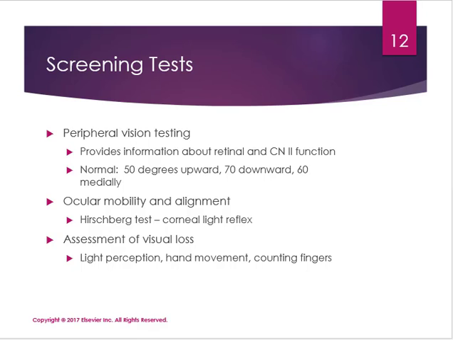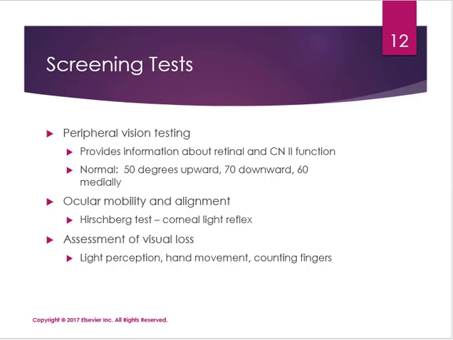Some parameters for peripheral visual fields should be approximately 50 degrees upward, 70 degrees downward, 60 degrees toward the nose, and 90 degrees outward. For testing ocular mobility and alignment, you conduct the Hirschberg test, which assesses extraocular muscular function, and refer to the book for details of this exam.